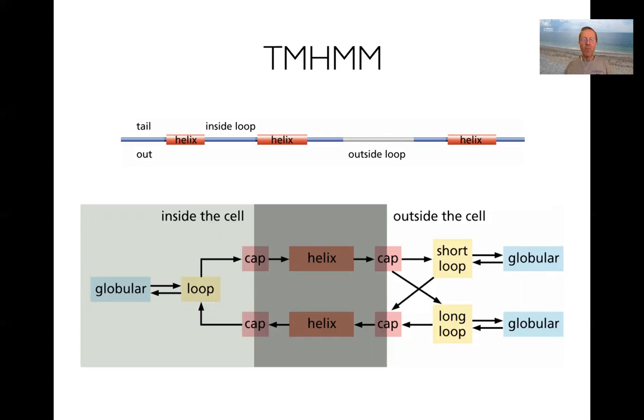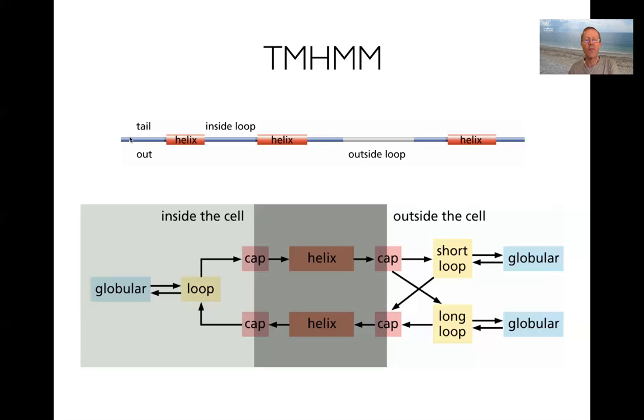If you remember from when we talked about hidden Markov models in the previous lecture, what you have to do to build a predictor based on a hidden Markov model is first design the architecture of the HMM that you then want to train on some kind of training data set. So here is the architecture that underlies the TMHMM predictor.